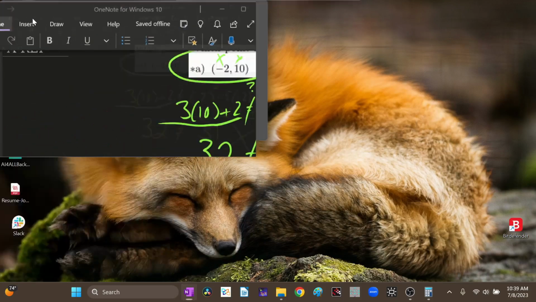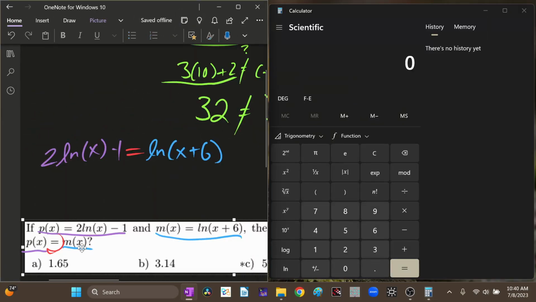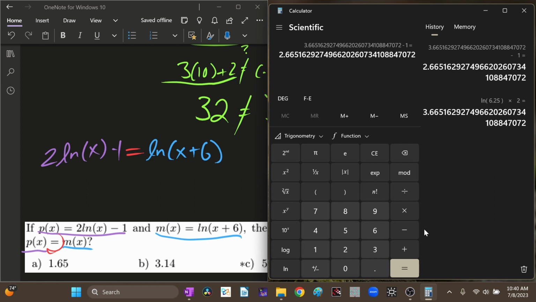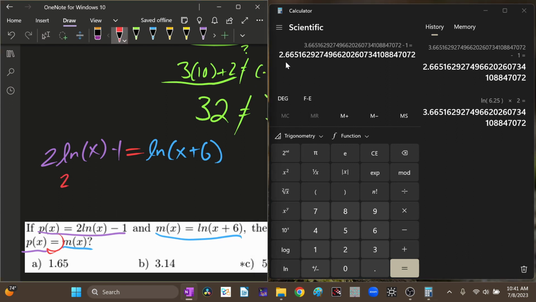Maybe we'll try it this way. So would 1.65 on the bottom actually work? So we would have 6.25 inside of ln. That would be multiplied by 2. And we would subtract 1. So choice A would give us like a 2.67. So 2.67 for choice A. Would that match the opposite side?